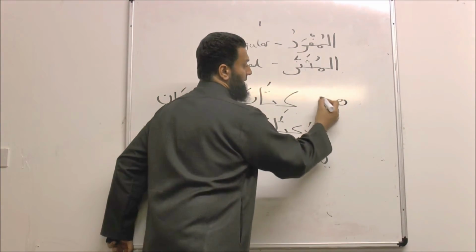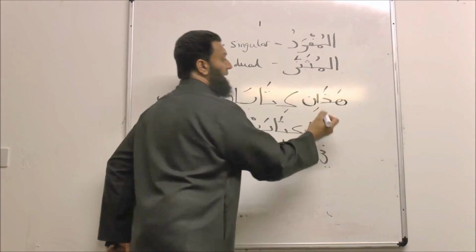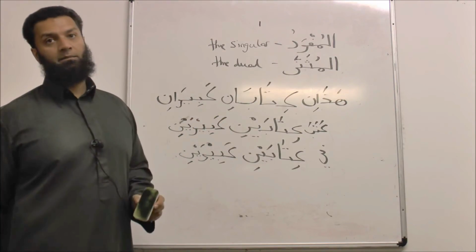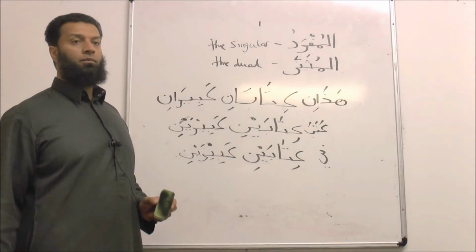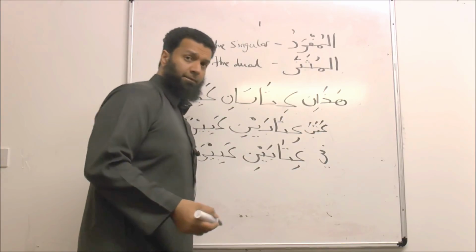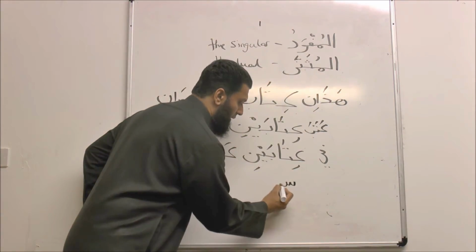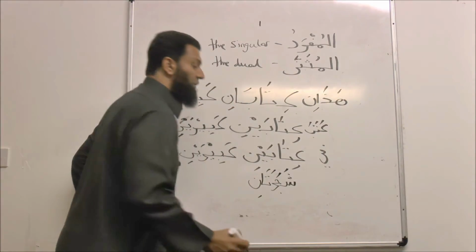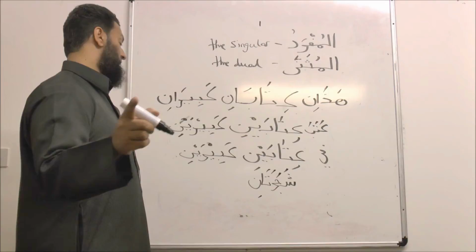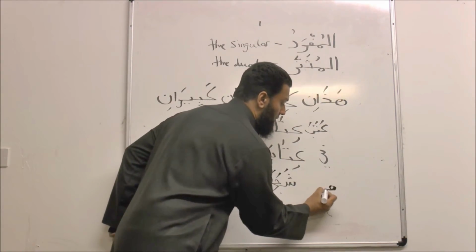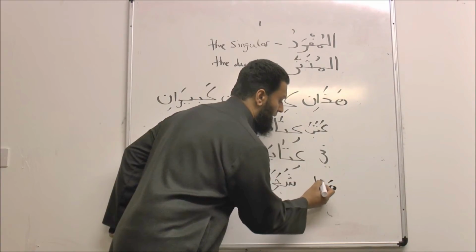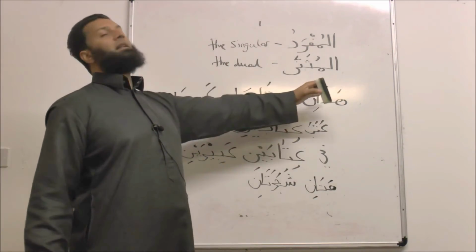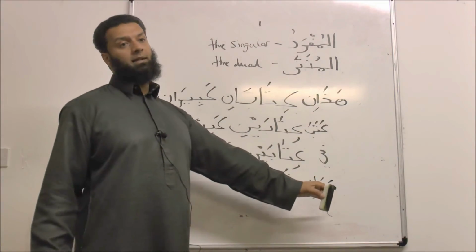Hadani kitabani kabirani. Right? And the female version is, if we say for example shajara, shajaratani, which means two trees, is hatani. So hadani and hatani.